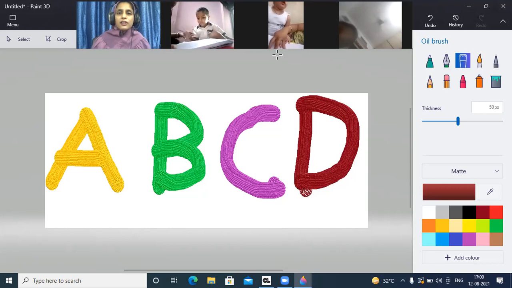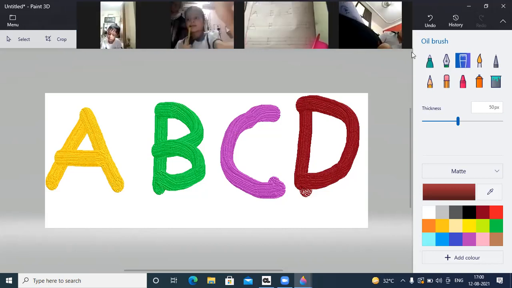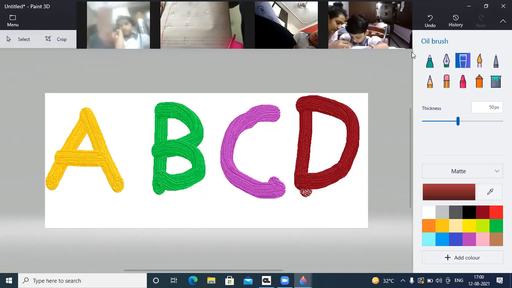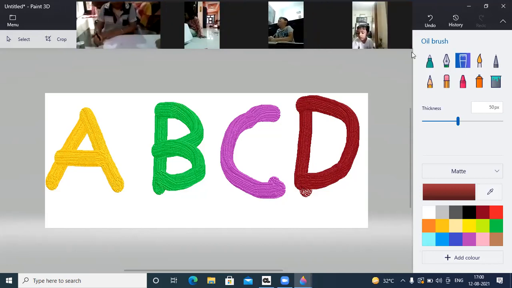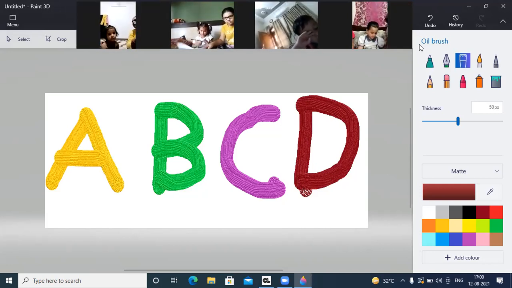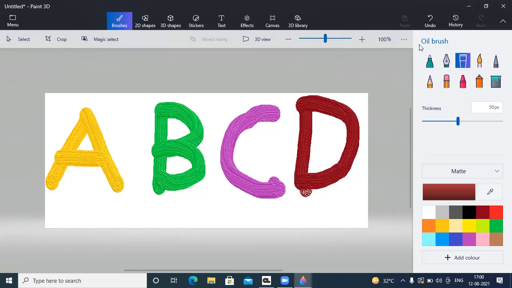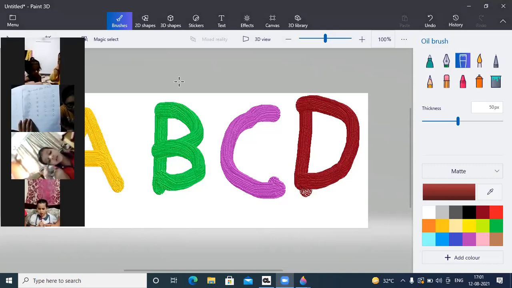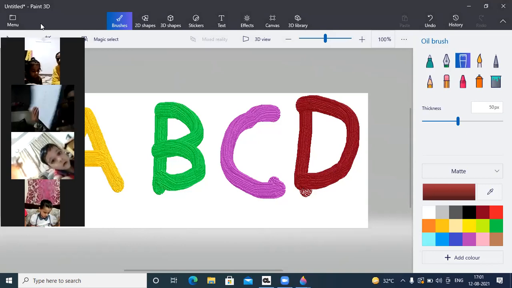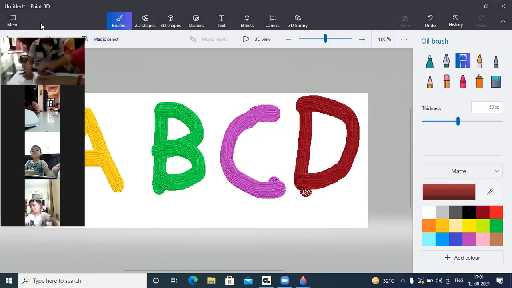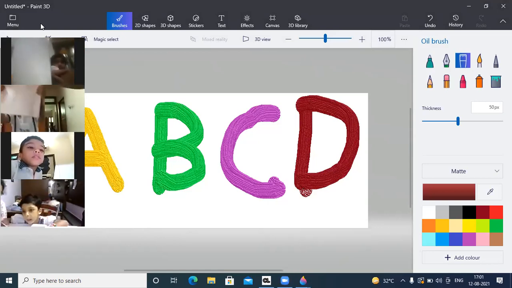Whose is this? This is Leena's. A, B, C, and D. Yes, beta. Done. So fast, Gitanshi. Tanvi also done. Very nice, Tanvi. Gitanshi, show yours. Very nice, Gitanshi. Very good.